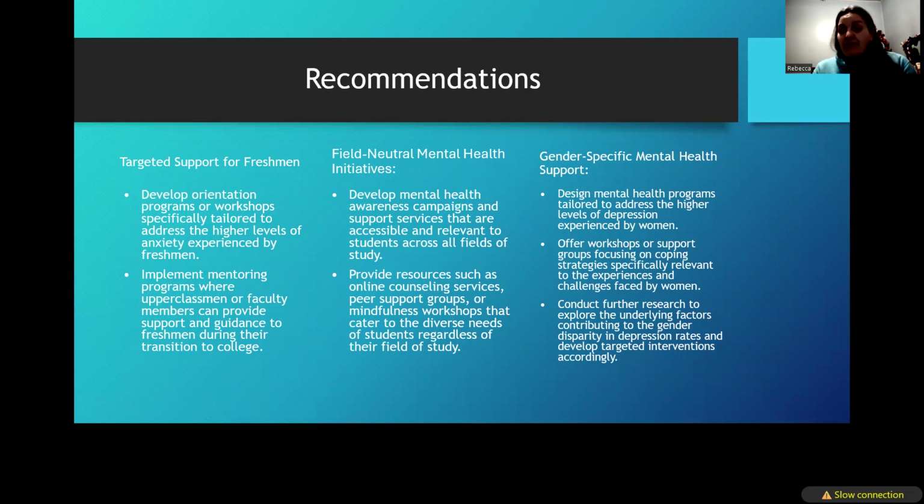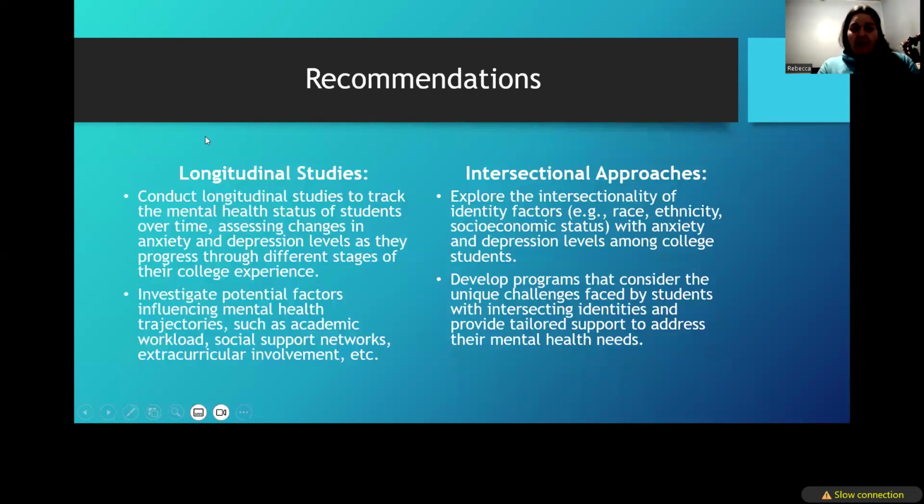For gender-specific mental health support, we can design mental health programs tailored to address the higher levels of depression experienced by women. We can offer workshops or support groups focusing on coping strategies specifically relevant to the experiences and challenges faced by women. And we can conduct further research to explore the underlying factors contributing to the gender disparity in depression rates and develop targeted interventions accordingly.